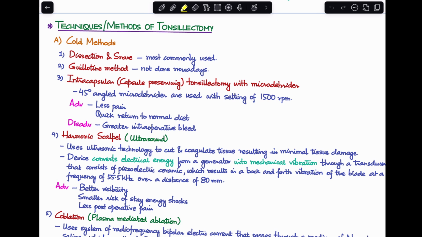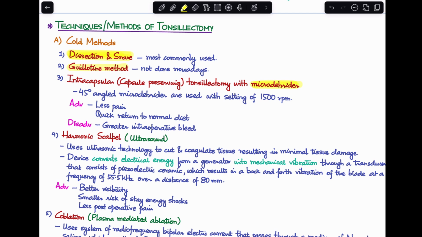Now, cold methods. The first and the most commonly used method that we all follow is the dissection and snare method. I'll be discussing this in a separate video where I'll discuss the different steps of performing tonsillectomy using the dissection and the snare method. Second is the guillotine method, but this is an obsolete method nowadays. It is not used. Third cold method is intracapsular or capsule preserving tonsillectomy with the help of a microdebrider.